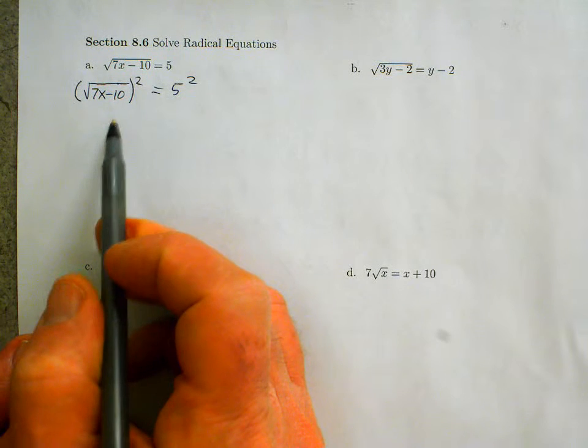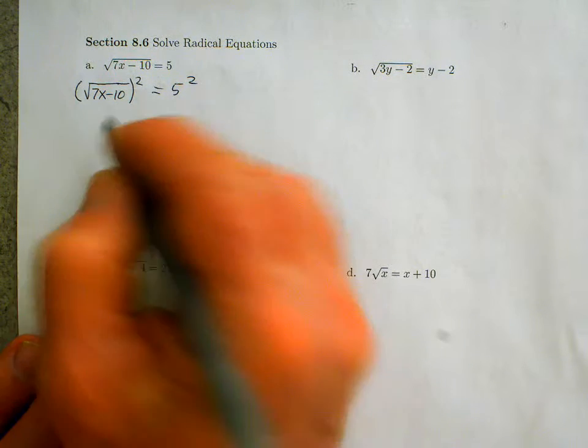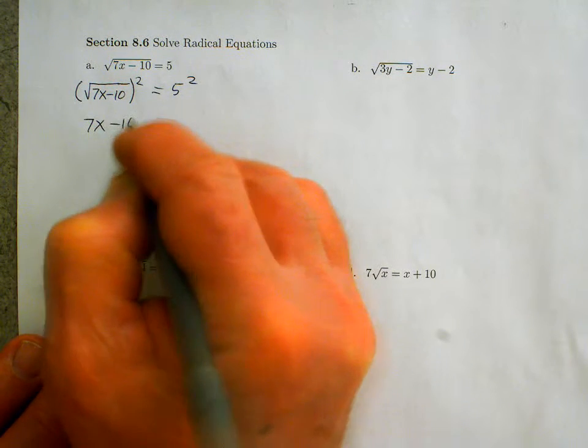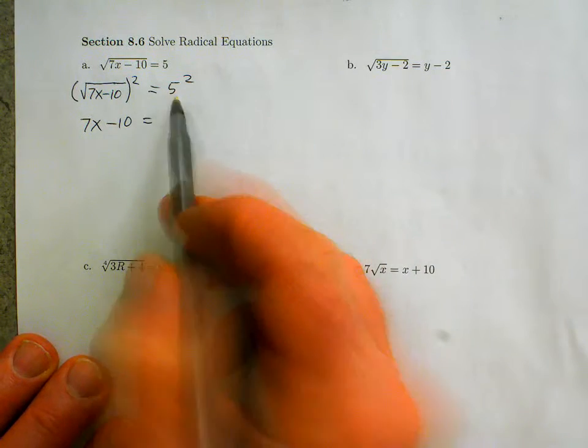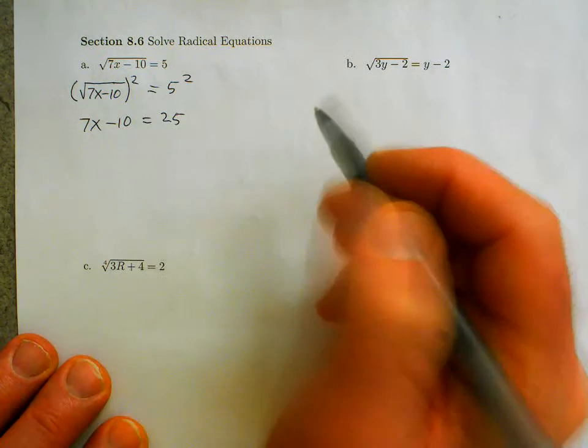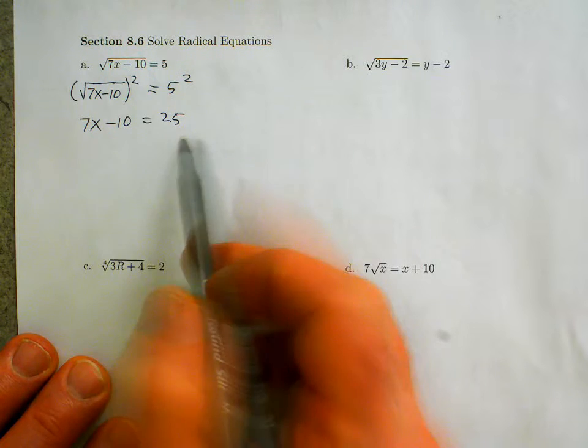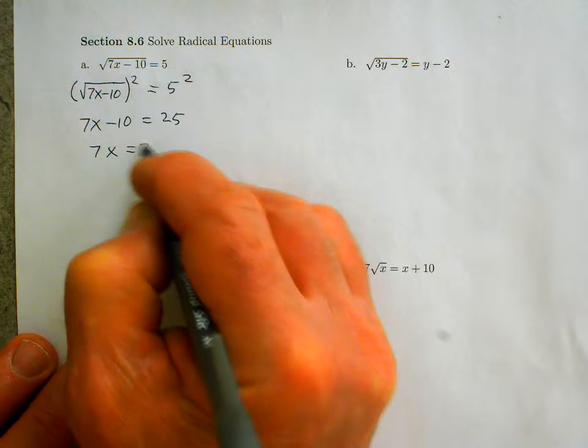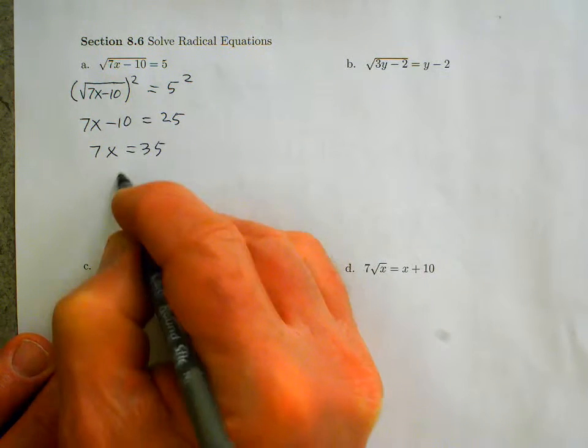When we square the square root of 7x minus 10, we just get 7x minus 10. And 5 squared is 25. Then add 10 to both sides, 7x equals 35, and divide by 7, x equals 5.